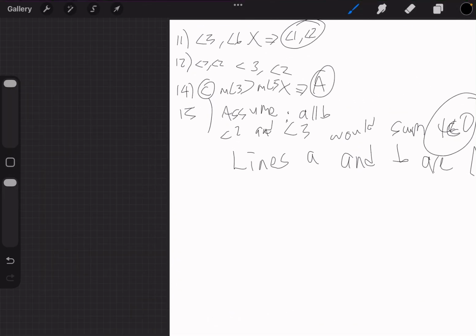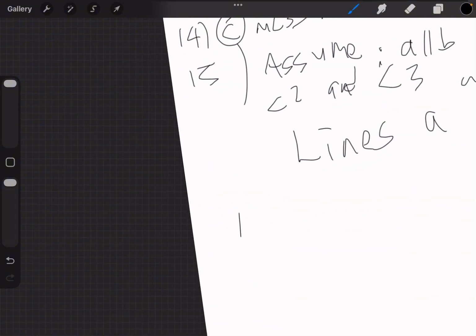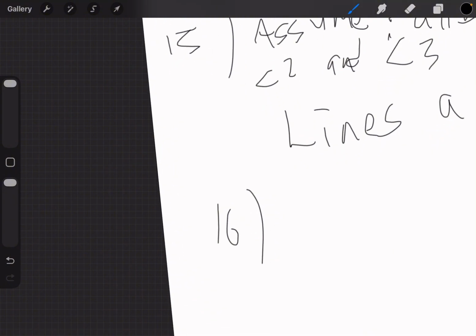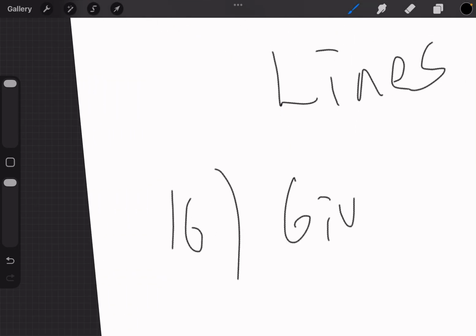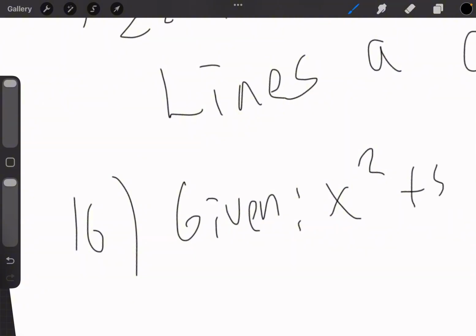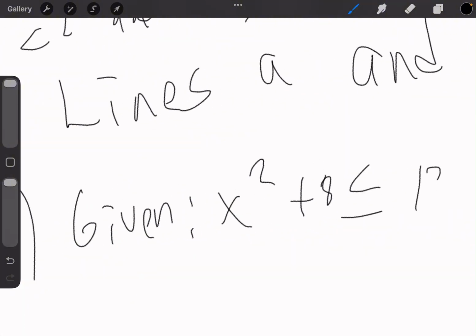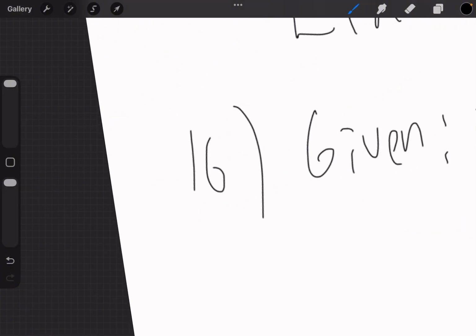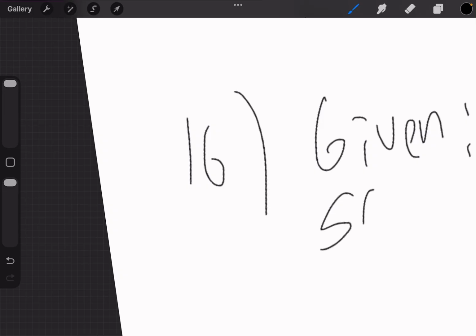Okay, the next question I got wrong was 16. And it says write an indirect proof given x squared plus 8 is not bigger than 12. Prove x is not bigger than 2. Okay, so for 16, this is the given. And this is how I will solve it.